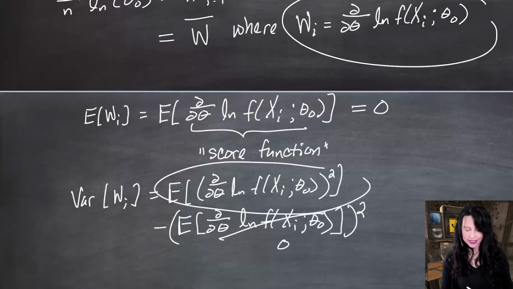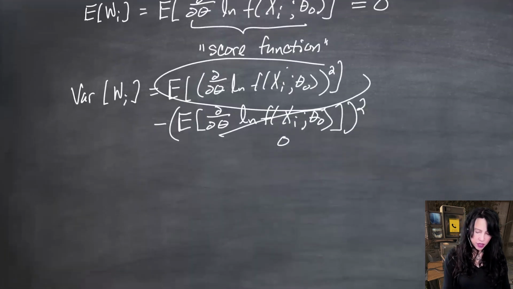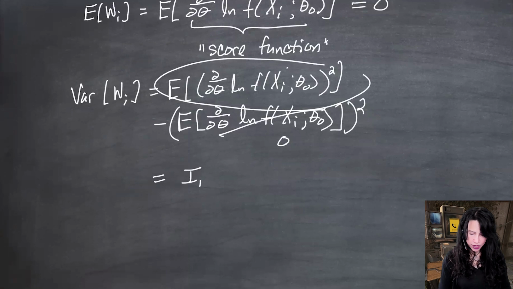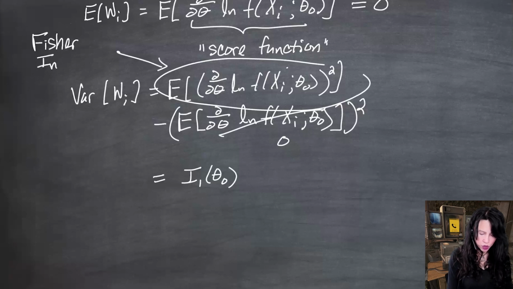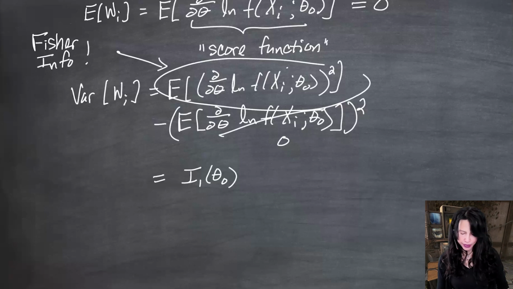And that is a one-dimensional Fisher information right there, right? This is a single X, not a vector. And this is the way we define Fisher information when we're using the first derivative as opposed to the second derivative. So this variance is equal to I1 of theta naught, because this guy right here is the Fisher information for one of the random variables.